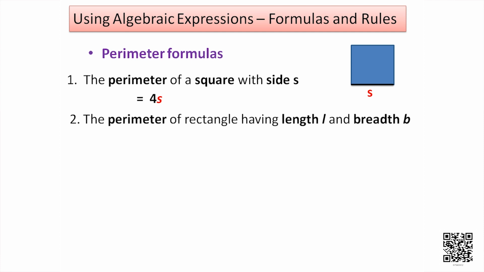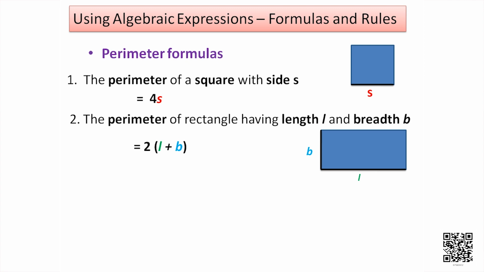And the perimeter of a rectangle having length L and breadth B. So, we have a rectangle, its length is L and breadth is B. If I add all the sides of this rectangle, this gives me 2 times length plus breadth, 2(L + B). This formula which we have written with the help of an algebraic expression, we can use in examples wherever we have to find the perimeter of a rectangle, and in the case of a square also.